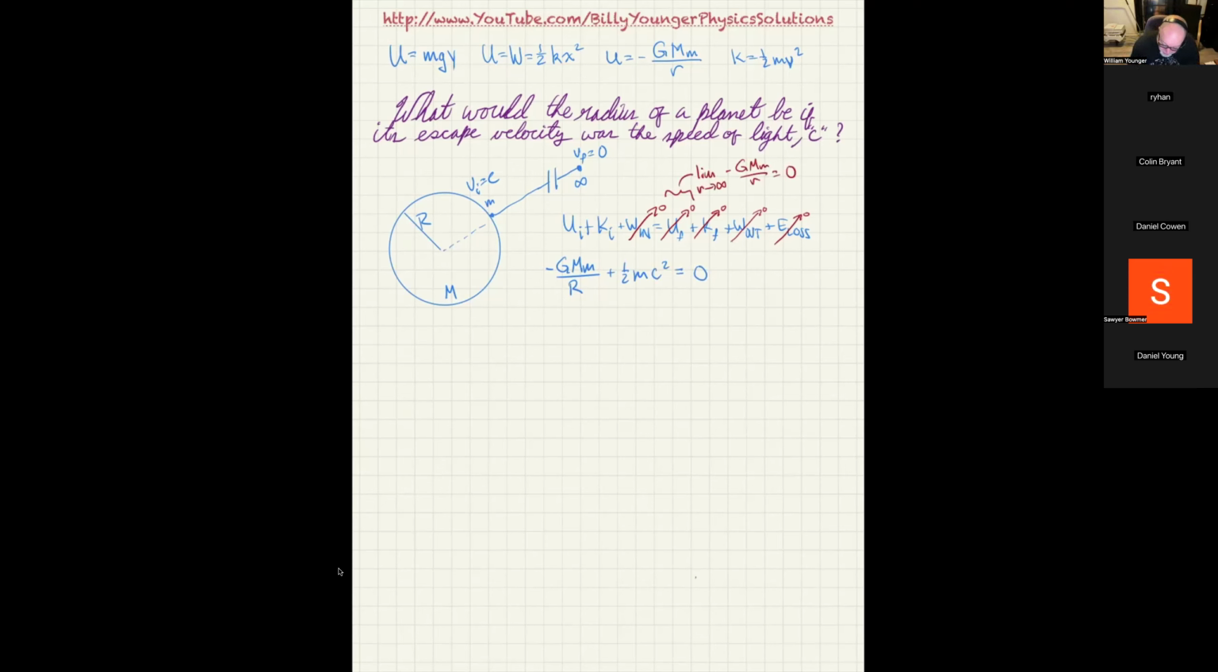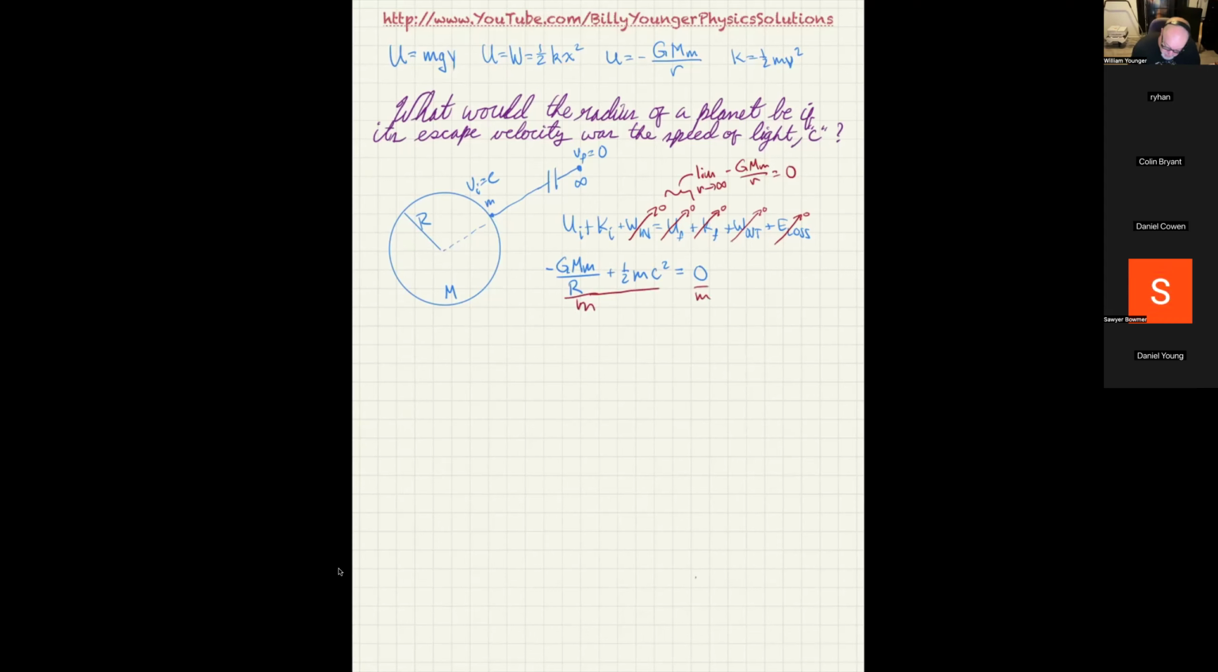Now I can solve for r by taking the negative term and putting it on the other side. So I'm going to get 1/2 m c squared. Oops, I didn't mean to write this in blue. I mean in red. I meant to write it in blue. For starters, I can also divide through both sides by m. Obviously, I'd get 0 on the right.